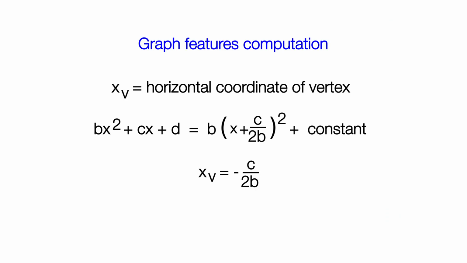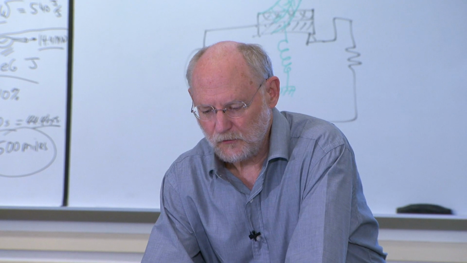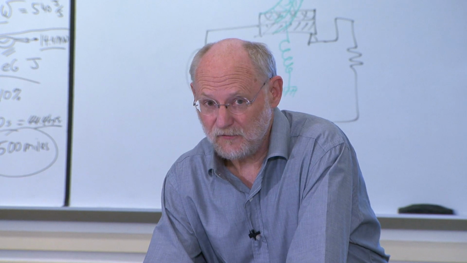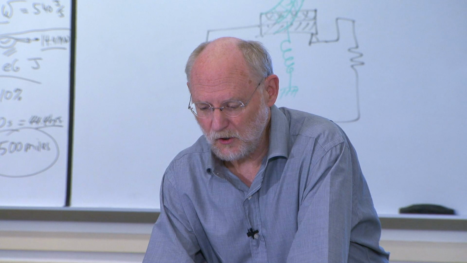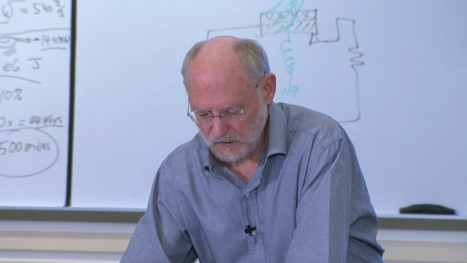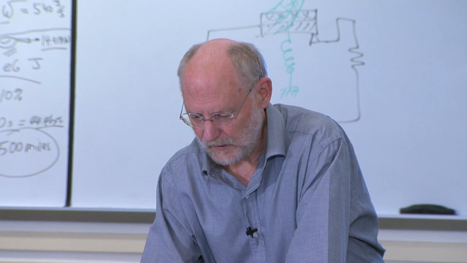Now let's go back to that formula again, though. So there's c over 2b. That b, the coefficient of the x squared, comes into this formula too. And this says that the vertex should move a lot more if b is small, right? If the denominator is small there, then x sub v will change more when I change c.